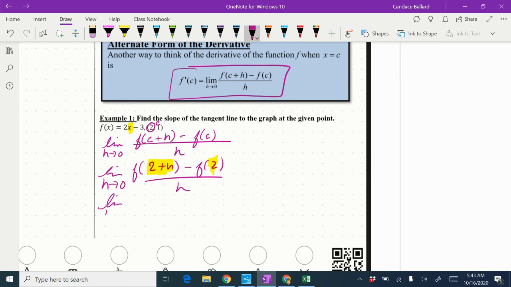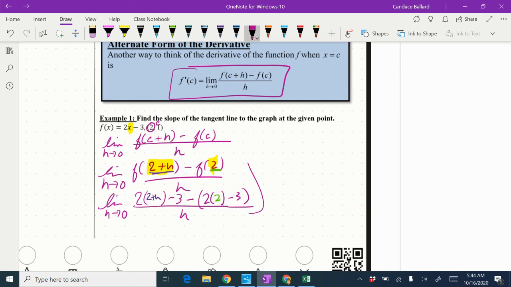So the limit as h approaches 0 of, I'm going to do 2 times something minus 3. I'm going to plug in the 2 plus h. And then I'm going to go minus, and I always write a parentheses, 2 times something minus 3. And this time we're going to plug in this 2. And then we still just have an h in the denominator.